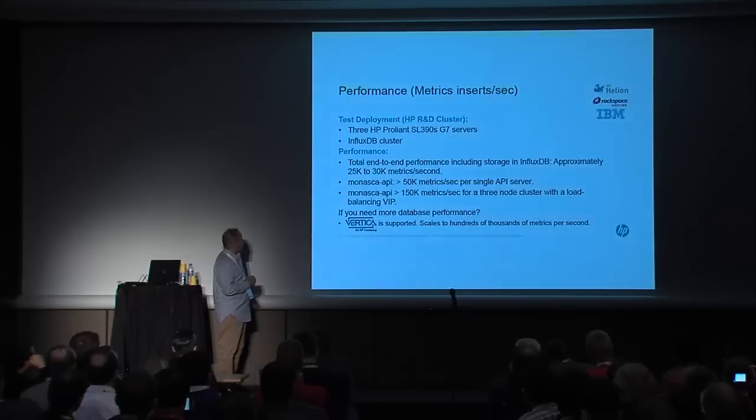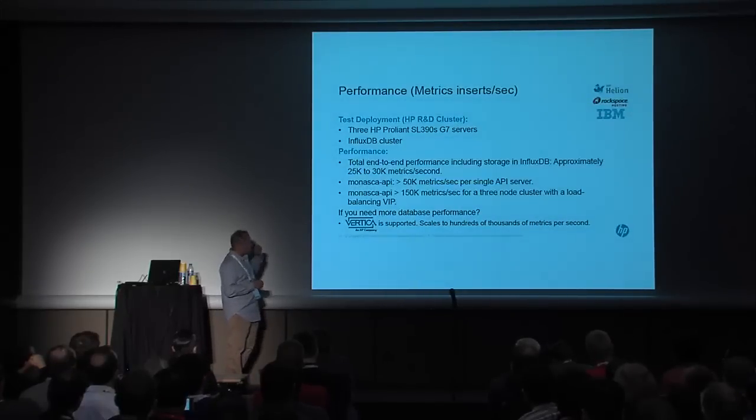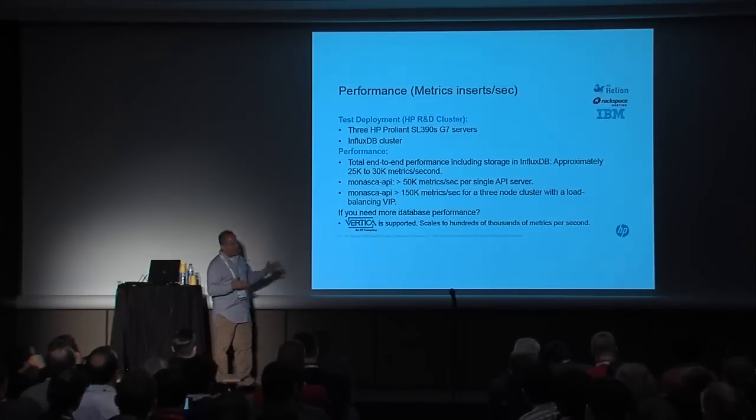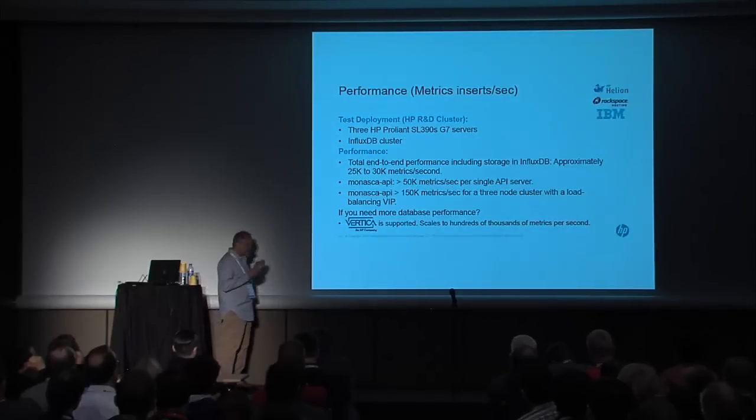Our total end-to-end performance, including storage, so basically the amount of metrics we can handle per second going into our REST API and ending up in InfluxDB, is somewhere between 25 and 30,000, depending on how many metrics you're sending per HTTP request and what time of day it is. The Monasca API itself, a single API, can handle 50,000.